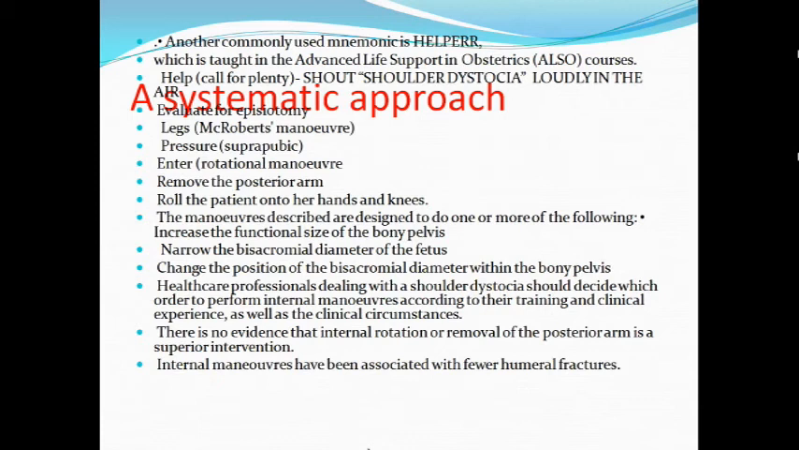Why the posterior shoulder last? Because sometimes if you are not very much skilled, the chances of injury are more in the posterior shoulder procedure. There is no evidence that internal rotation or removal of the posterior arm is a superior intervention. Internal maneuvers have been associated with fewer humeral fractures, as I have told you. Because you are at the posterior shoulder, you first have to see vaginally. You have to put your finger inside, hold the hand, rotate it on the chest, and deliver the posterior shoulder, then deliver the baby. Sometimes in this case you are not able to properly adduct the hand, and in that case there is injury to the humerus.